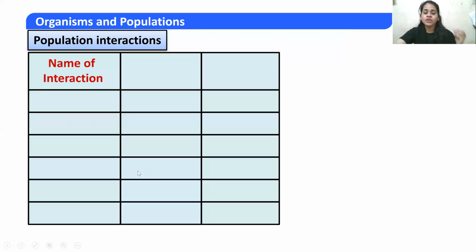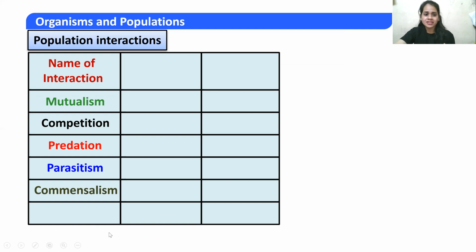Let us see a few names of interactions which we need to know. The first one is mutualism, then comes competition, predation, parasitism, commensalism, and amensalism. These are the interactions which we are going to talk about in detail. You're going to find all the videos coming up very soon. I'm going to take an example over here: two species, species A and species B. We are going to understand these types of interactions with the help of these two species.